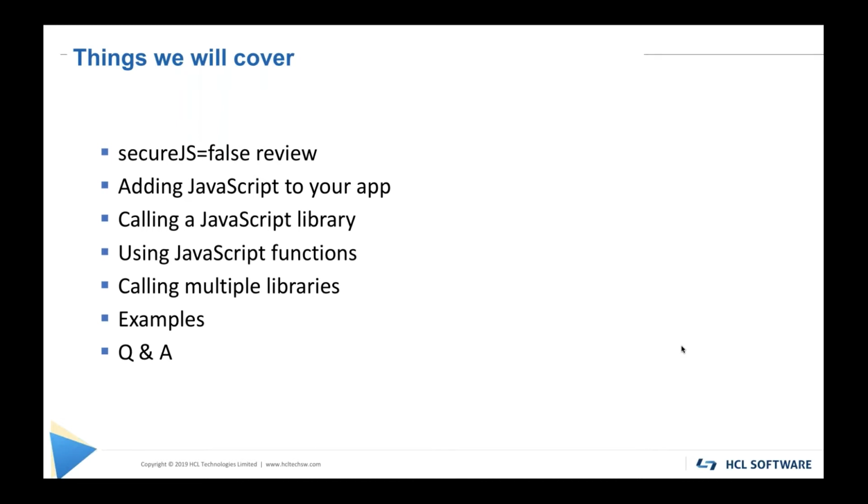And then we'll get into, in a stepwise fashion, how you can add JavaScript to your app, how you can call libraries, multiple libraries, how you can use API keys with libraries. And I have many examples, and there's a URL in the references part of this deck, which will point you to where you can get these examples, and then we'll get into Q&A.